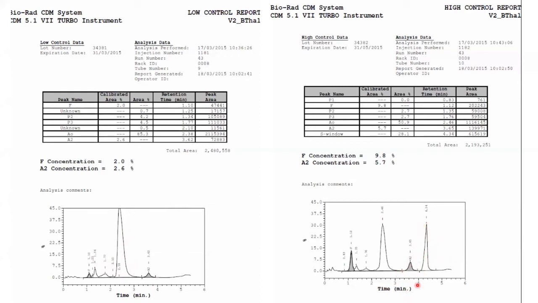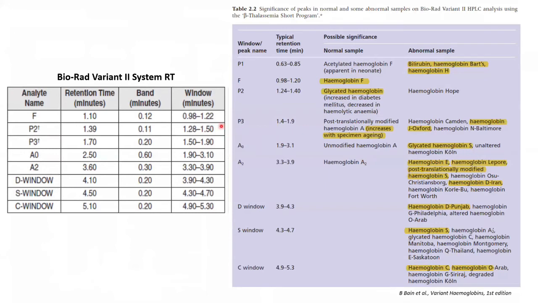So you might get a false elevation of A2 just because of the presence of this particular variant here. That is what is happening here: in the P3 window, you have post-translationally modified hemoglobin A, which can increase with aging. So one way to detect whether you have received a very old sample is to look at the P3 window. If you have a very high level of P3, then it might indicate that either it's a variant which is there, or that the sample is a very old sample.